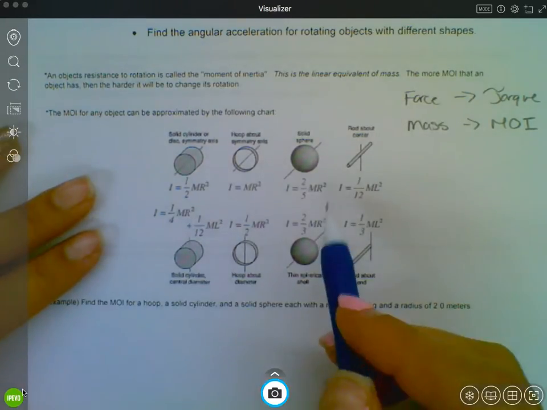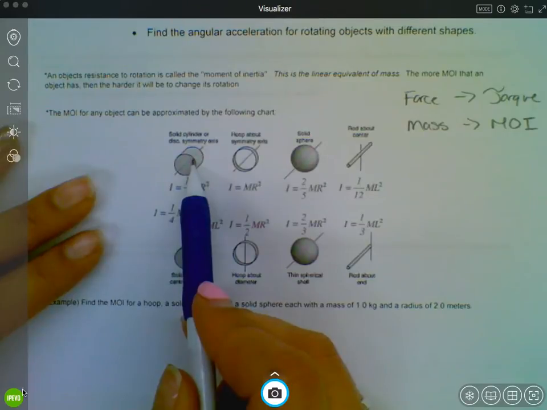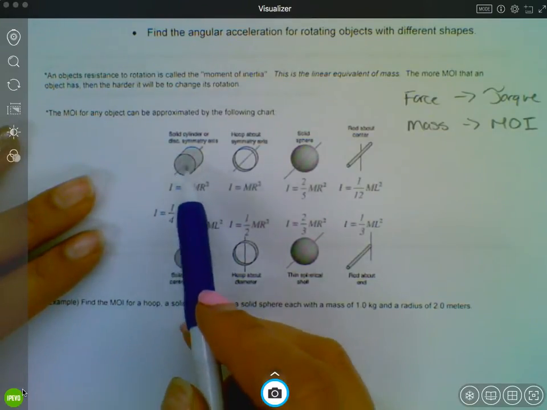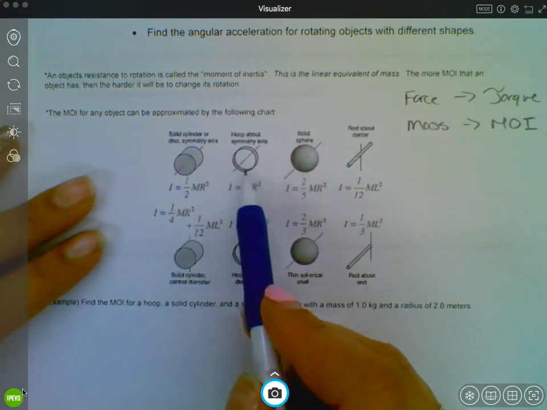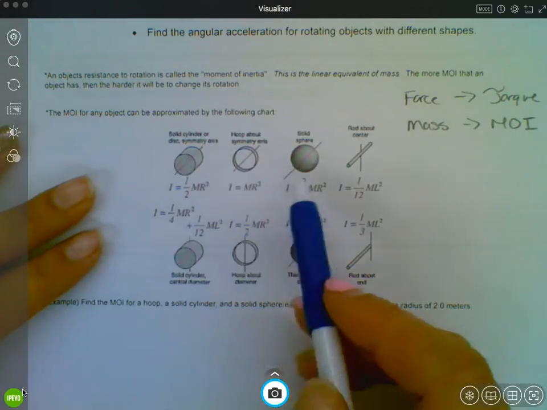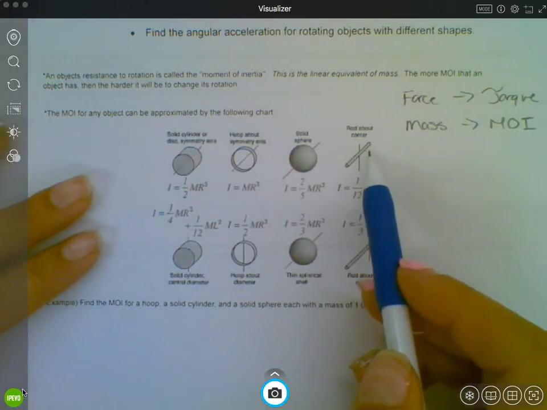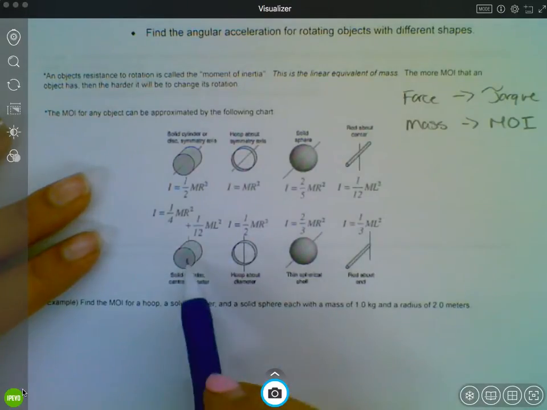Now, the moment of inertia can be calculated for an object based on its shape. This is the chart. You have a solid cylinder or disc, which would be used for a wheel or a CD. A hoop, where the mass is all around the outside. A solid sphere, like a lacrosse ball. And then a rod.